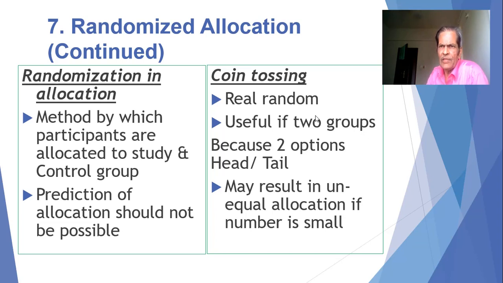Sometimes it may be 17 and 13, sometimes it may be 18 and 12, and rarely it will be 15, 15, it may be 16, 14. So it may result in unequal allocation. Suppose you say if it is head, the person goes to the study group or the experimental group, and if it is tail, the person goes to the control group. And if you have 16 heads and 14 tails, then there will be 16 persons going to the study group and 14 persons going to the control group if the total sample size is 30. So it is not practicable, and this method has been mentioned here only to complete the list.